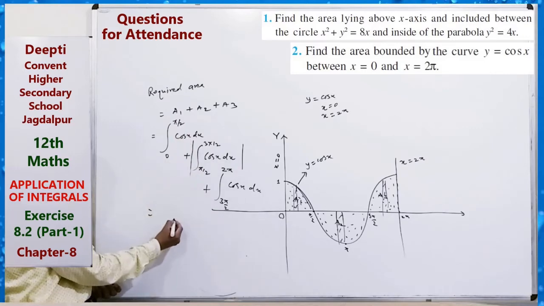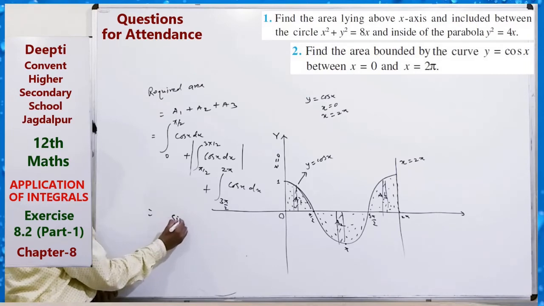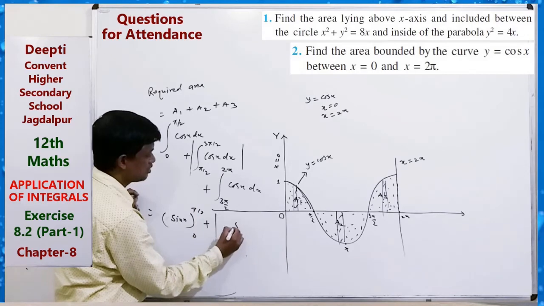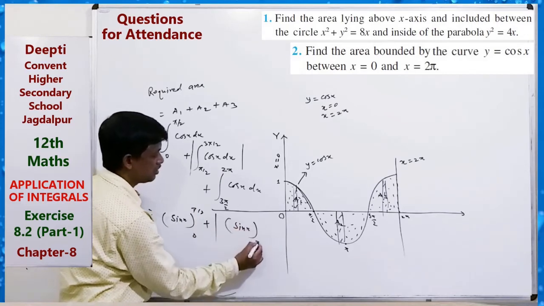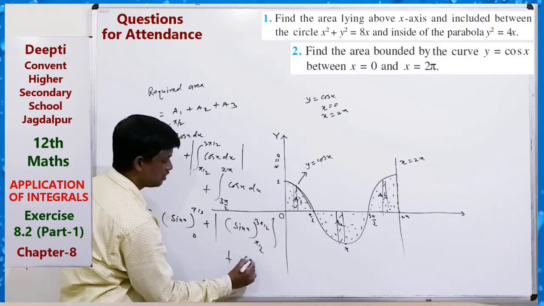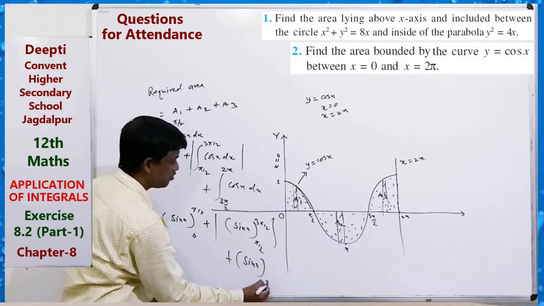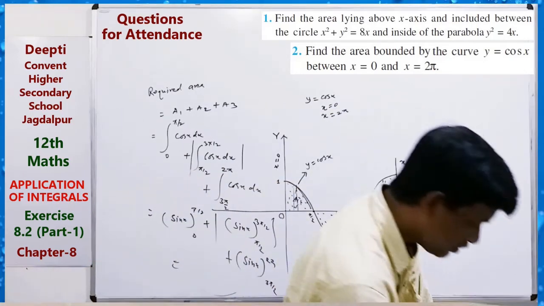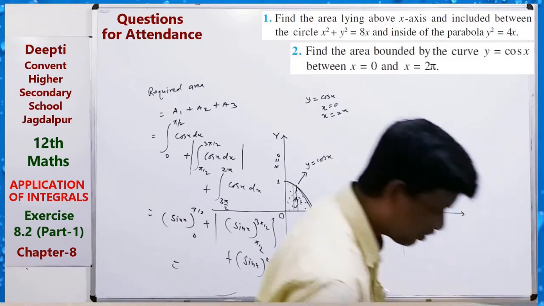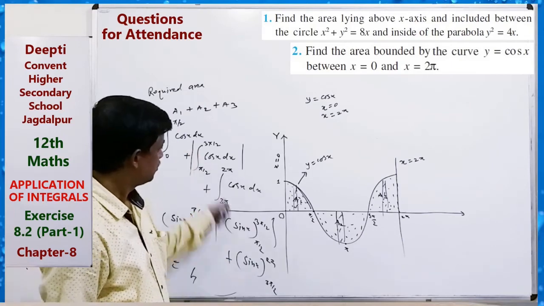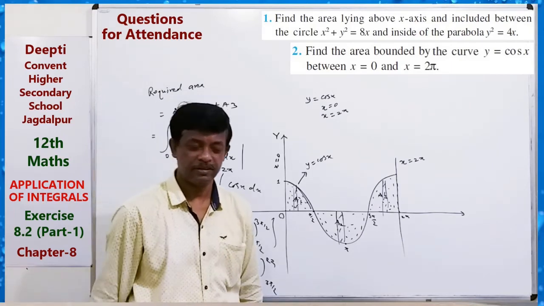Cos x means what? The integration of cos x is sin x. Put limit 0 to pi by 2. Here also take the mod of sin x, put limit pi by 2 to 3 pi by 2, plus sin x, put limit 3 pi by 2 to 2 pi, and you can get the result 4. Okay. So you have to do this question also in your copy for your attendance.